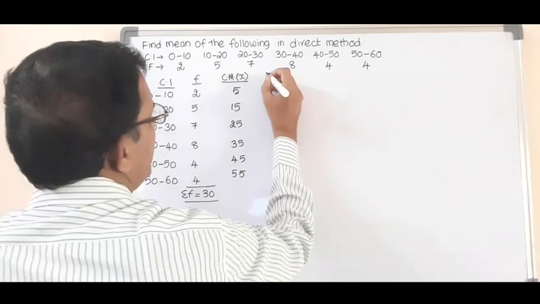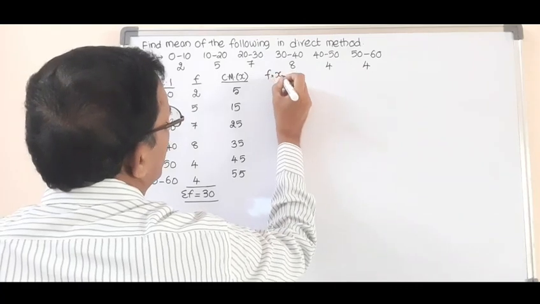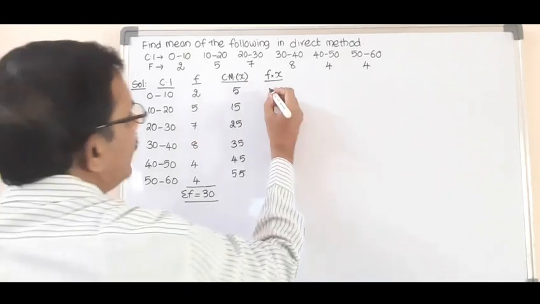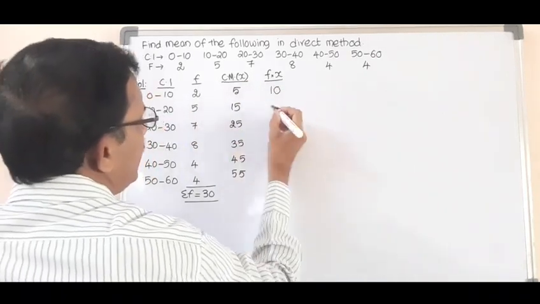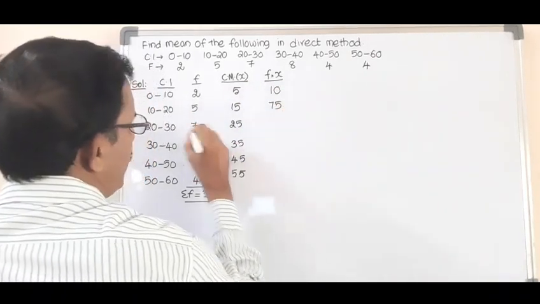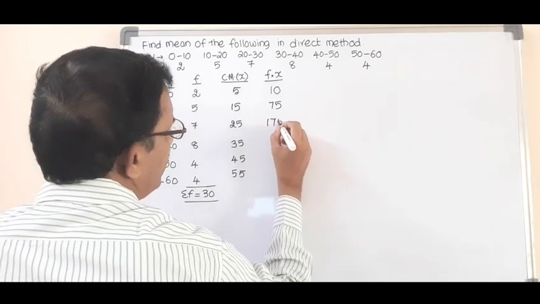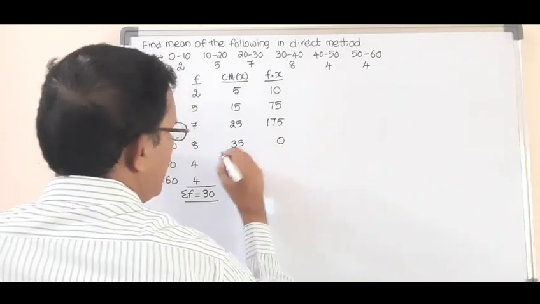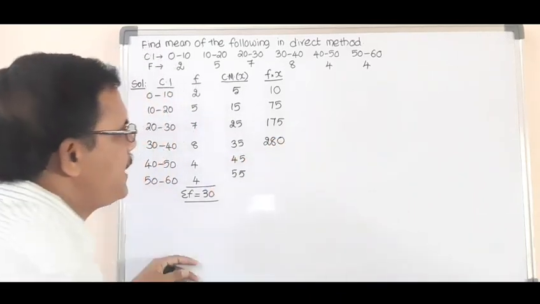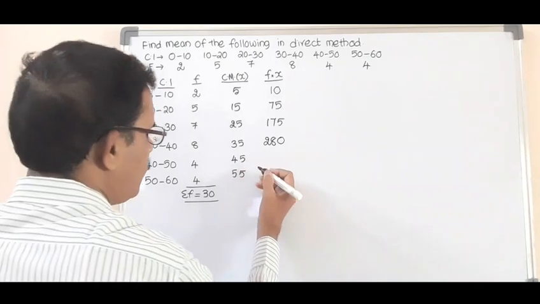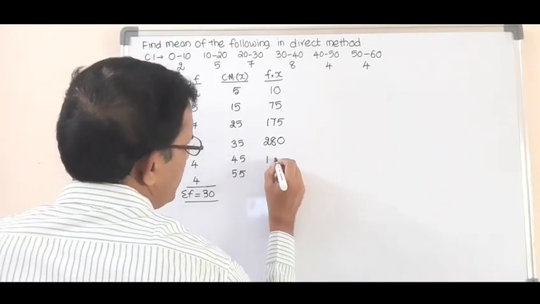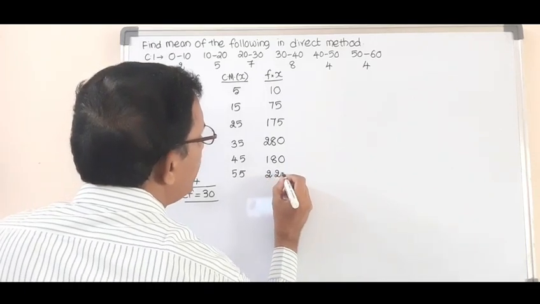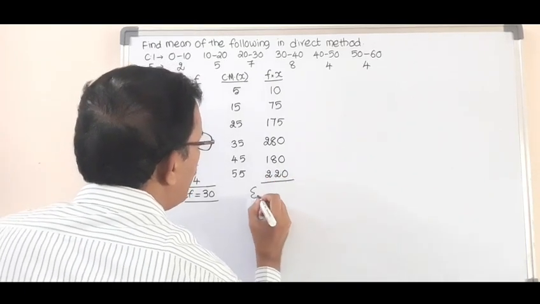Now, next column is f into x. You are multiplying second and third columns. 2 into 5, 10. 15 into 5, 75. 25 into 7, 175. 35 into 8, 8 5s are 40, 8 3s are 24 plus 4, 280. 45 into 4, that is 180. 55 into 4, 220. Now I am adding all these.